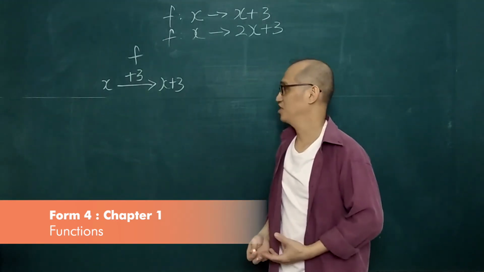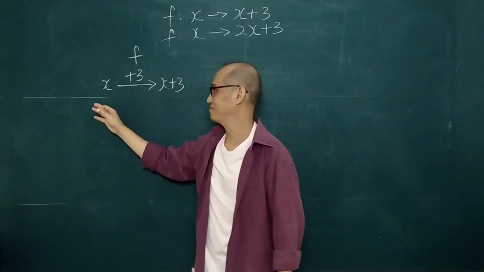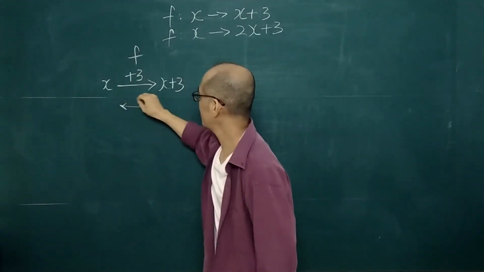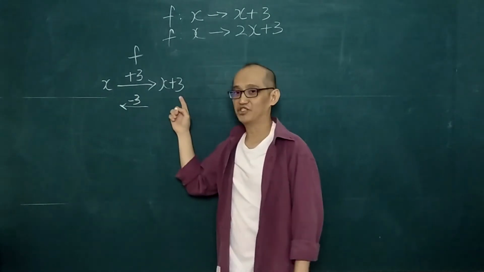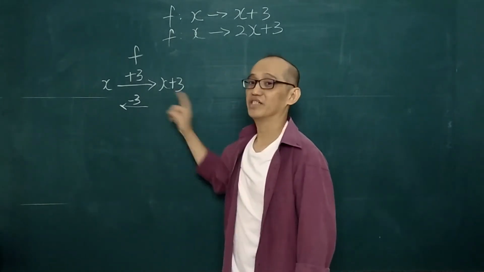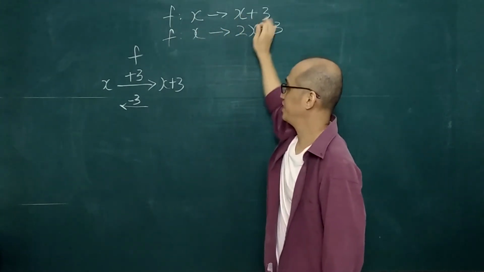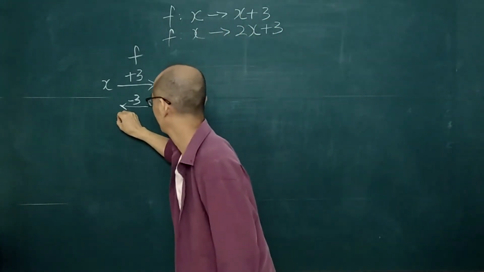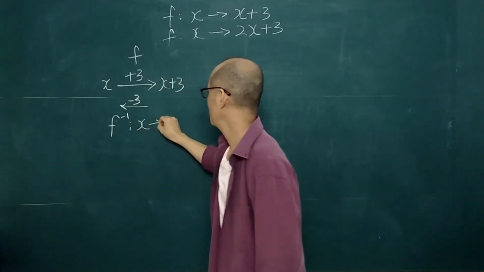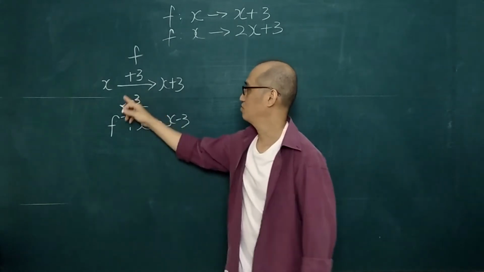Now, for inverse function, what we want to do is, from the image, we want to get back to the object. So how do we do that? Well, we are going to subtract 3 from the image. Then we get back to the object. So this is called inverse function. So if function f is x plus 3, then inverse function f maps x to x minus 3. Okay, so it is minus 3.